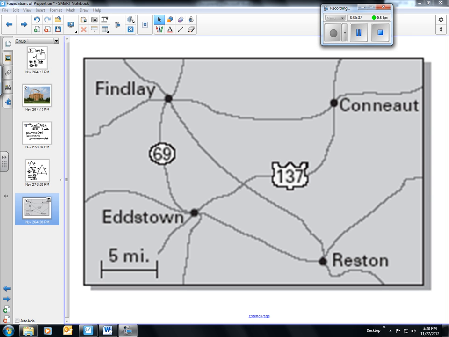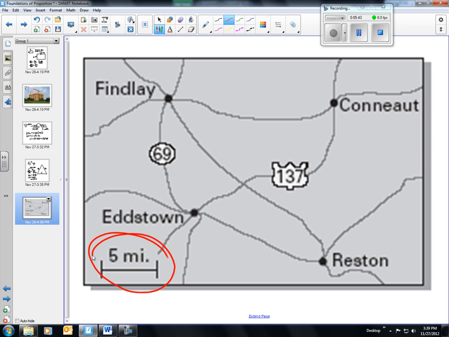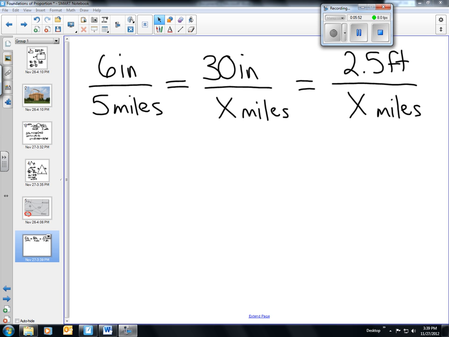In example 4, we're told that we have a road map and that the scale of the road map here at the bottom is every 6 inches we can travel 5 miles on the map. And so we call that really like the scale of the map. And so here when we set up a proportion to find out how many miles it would actually be if we had 2.5 feet on the map, well, we need to convert that either the feet to inches or the inches to feet.